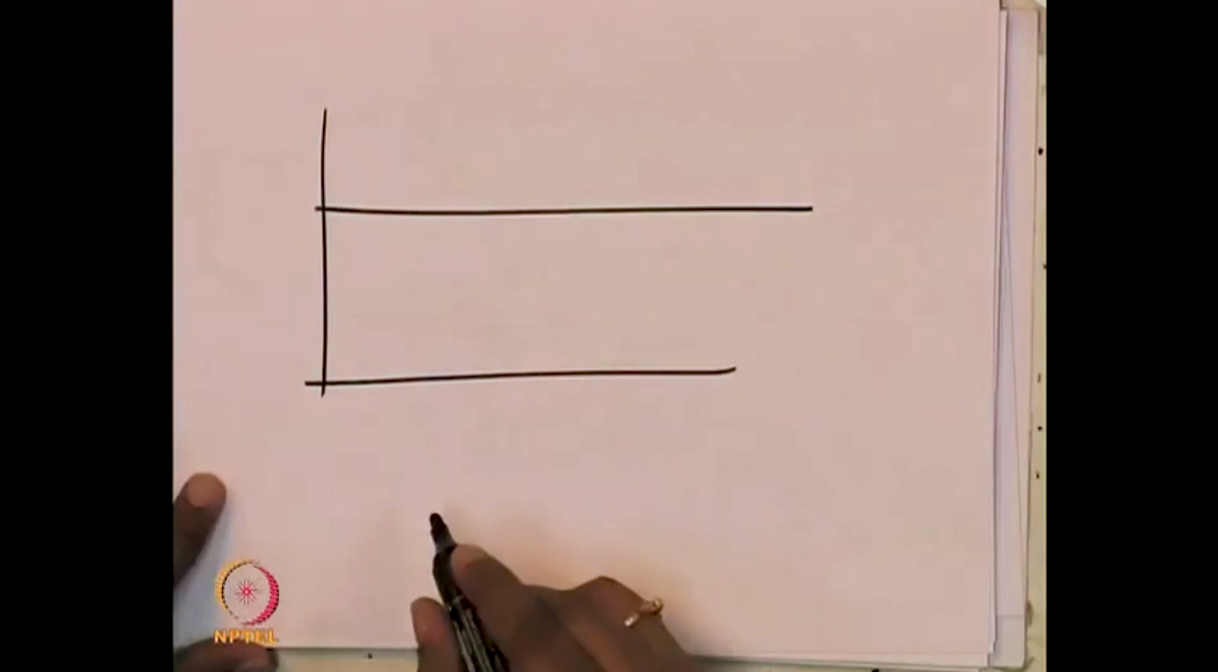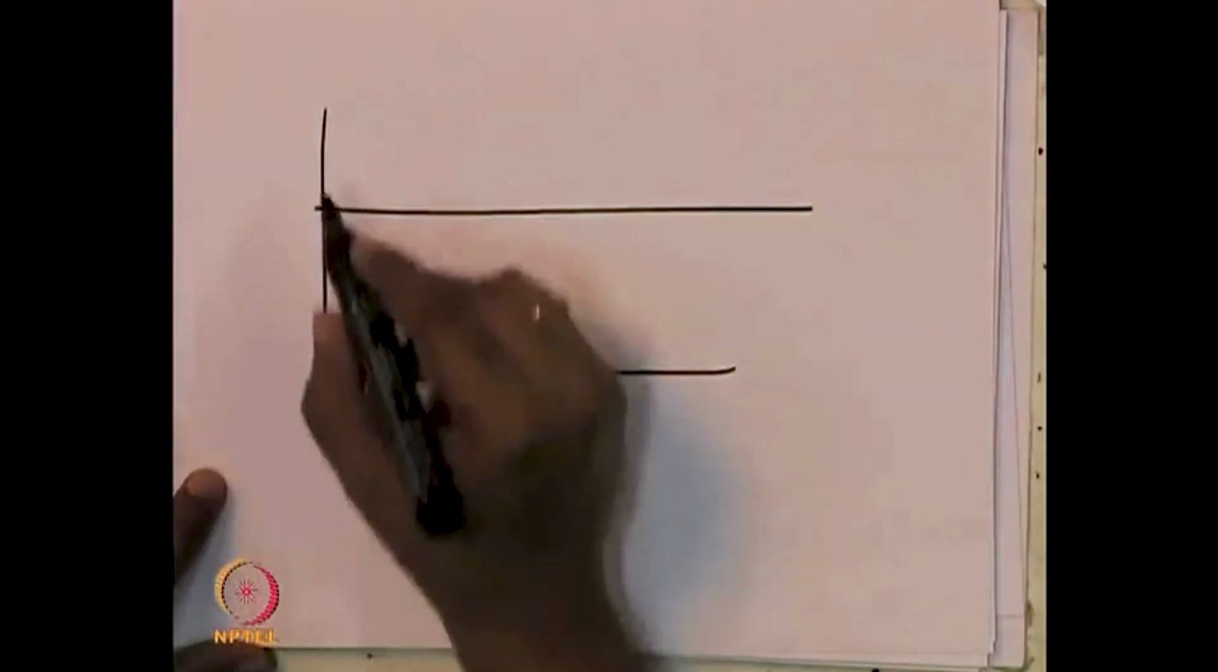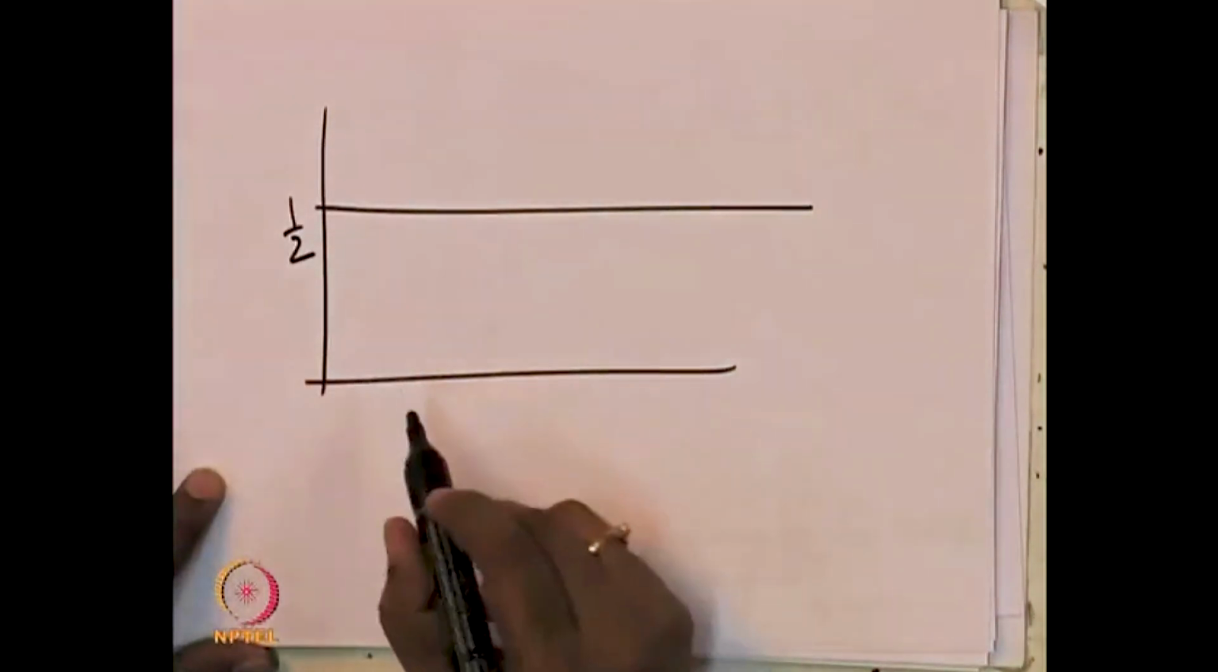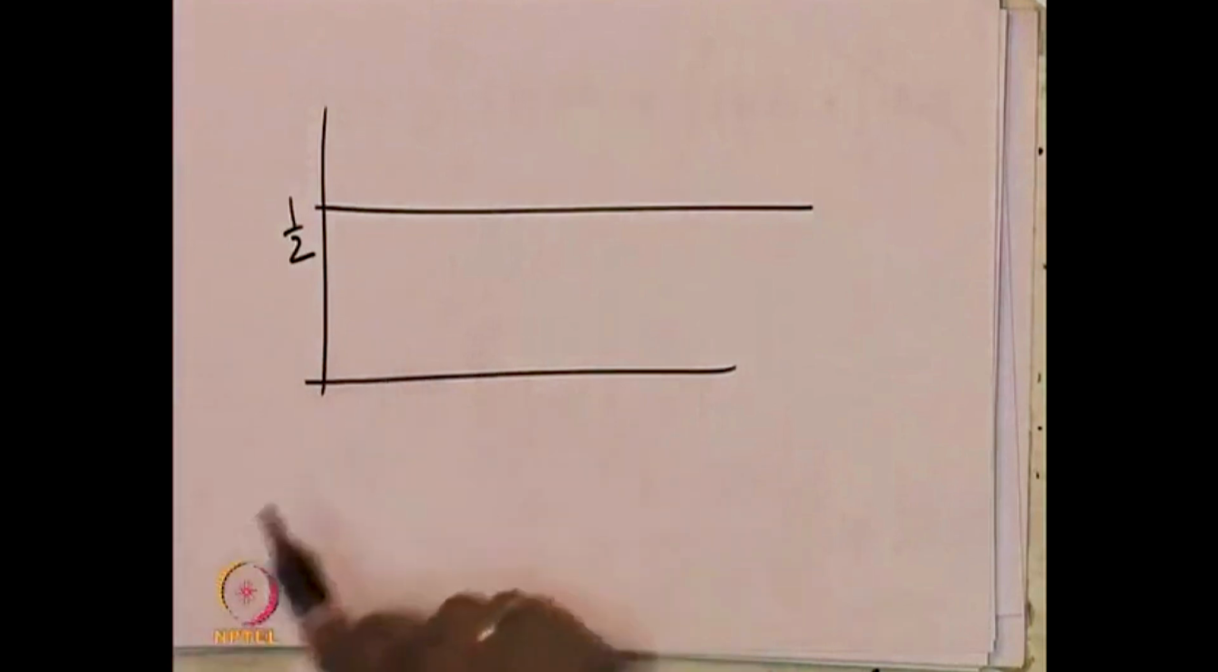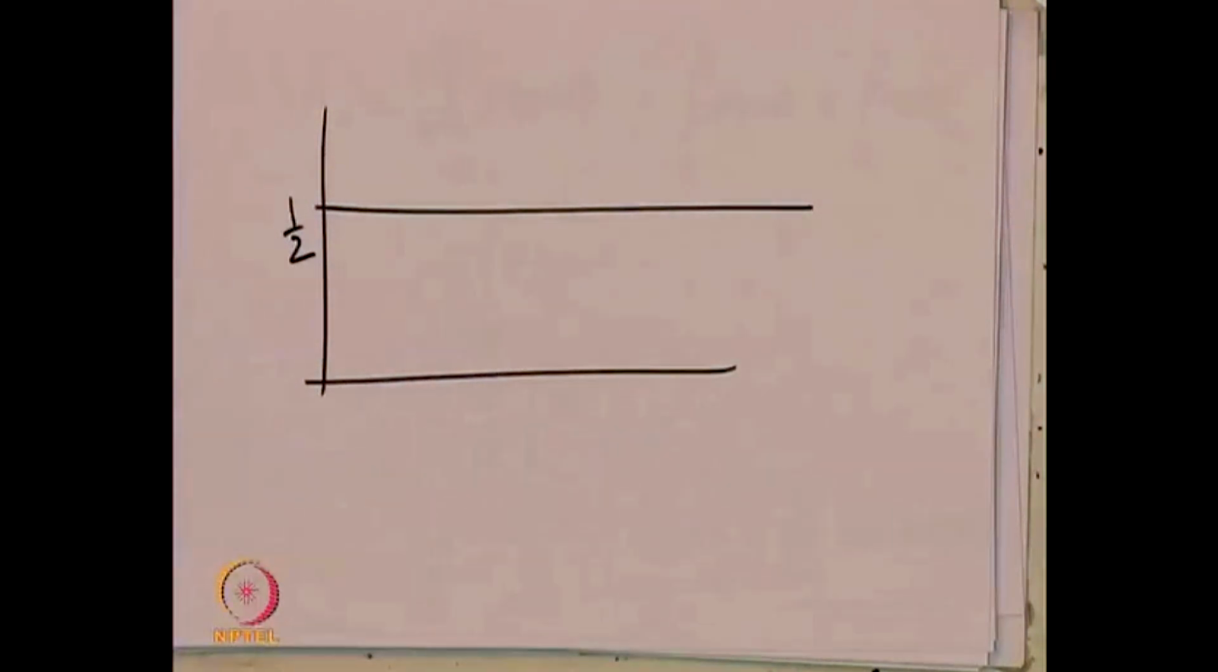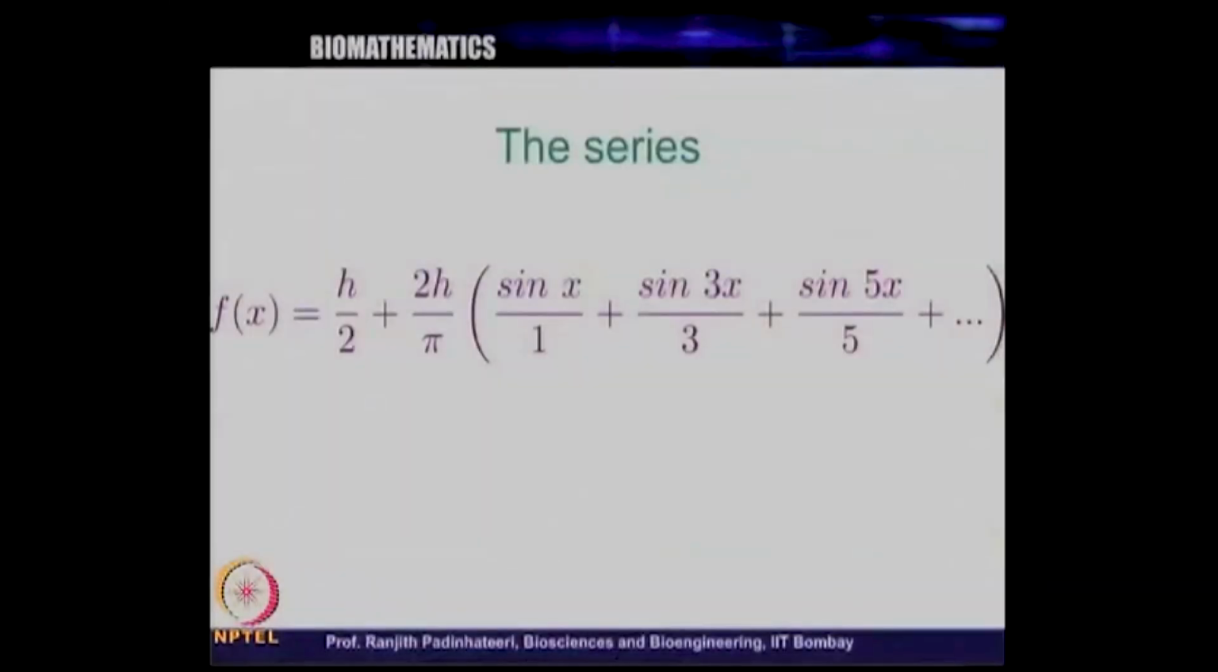h by 2 is just a line. So let us take h as 1. So this is just a line passing through half. This is h by 2. So the first term alone will not give anything. So this first term in the sine series, can it give you something?